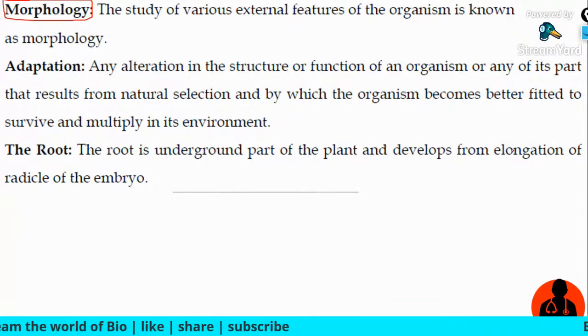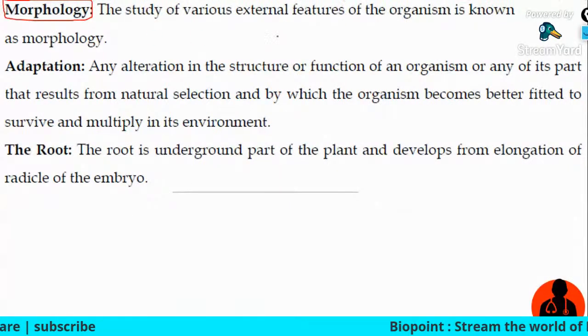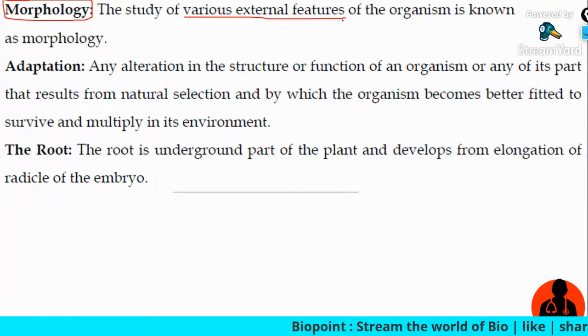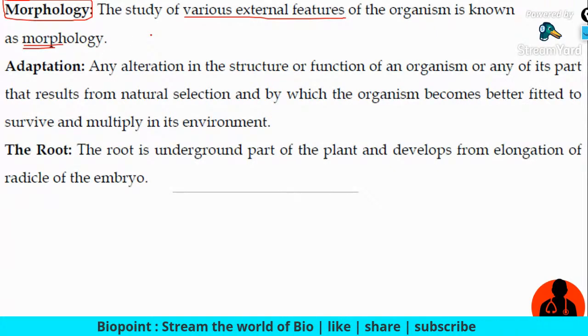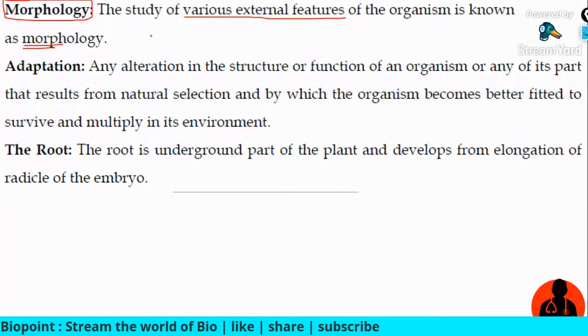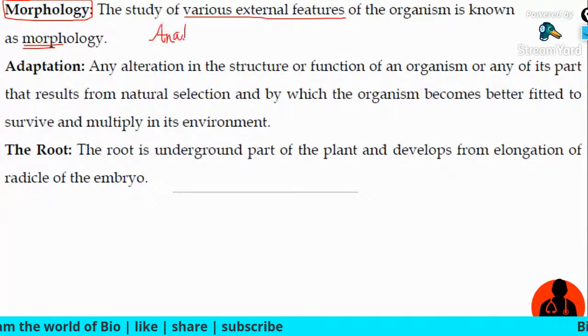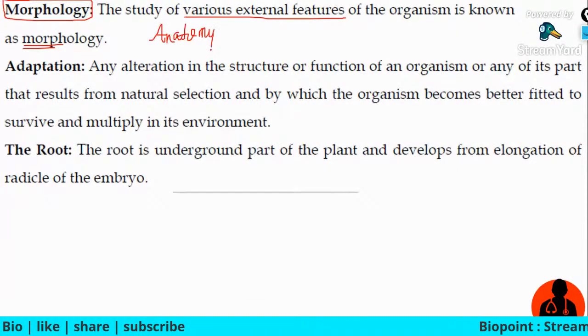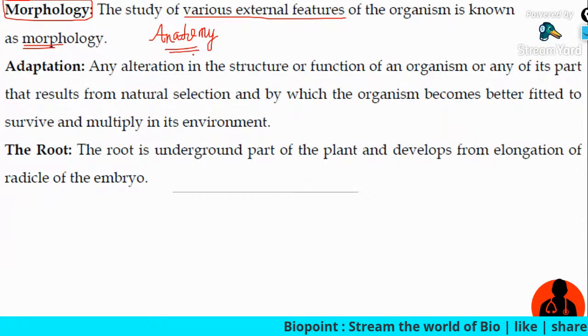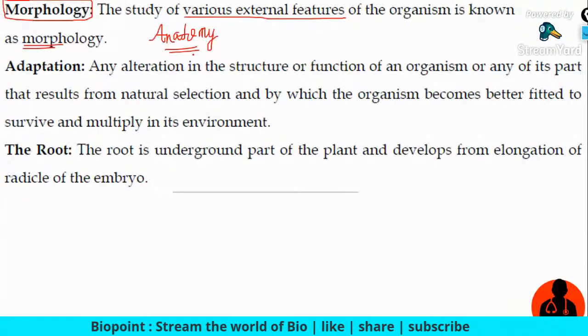Morphology means the external features. Clear? So the study of external features of a living organism is known as morphology, and the study of internal features, you will call the anatomy, which you will study in the next chapter, that is Anatomy of Flowering Plants, chapter number 6 of your biology class 11. Is that clear? Yes, everyone.